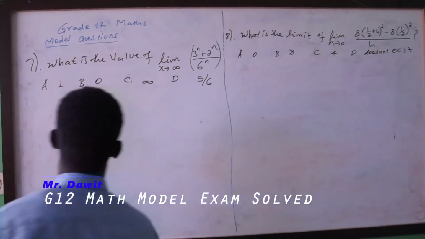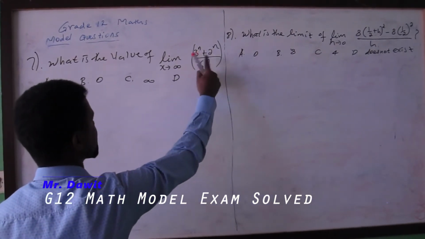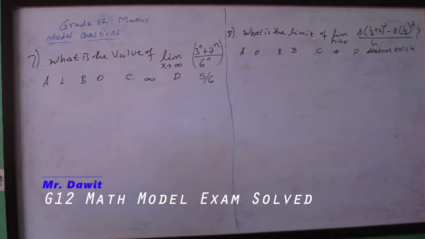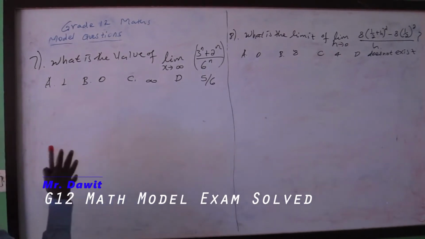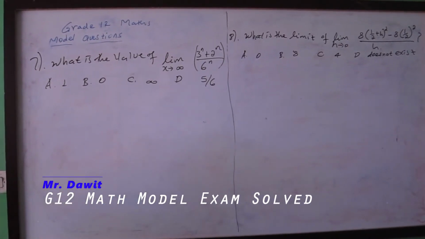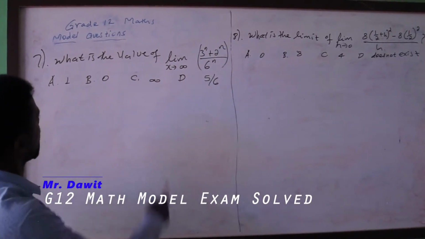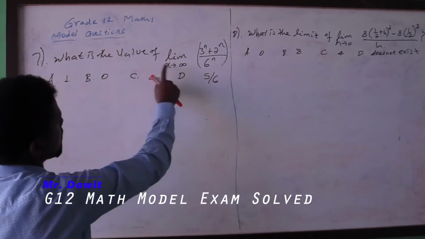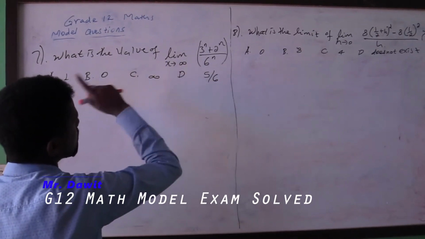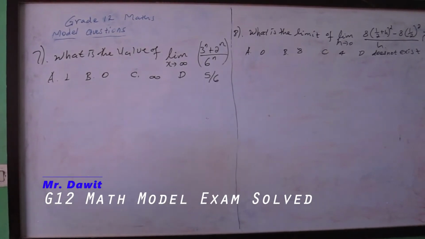Okay, let's read it. What is the value of the limit of 3 to the power of n plus 2 to the power of n over 6 to the power of n as x tends to infinity? This means you know that the sum of series in arithmetic or geometric progression seems to be the same as finding the limit of an infinite series, but this one is completely different, because this is as x tends to infinity, whereas the sum of the series says we are going to find the sum of each term in geometric as well as in arithmetic.